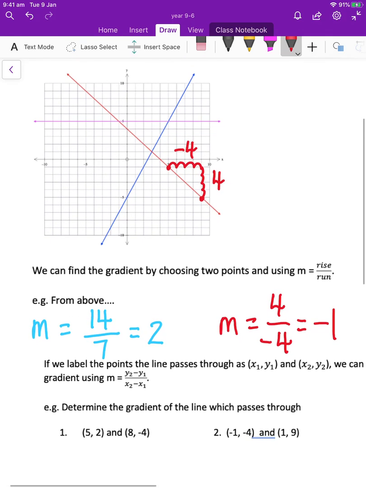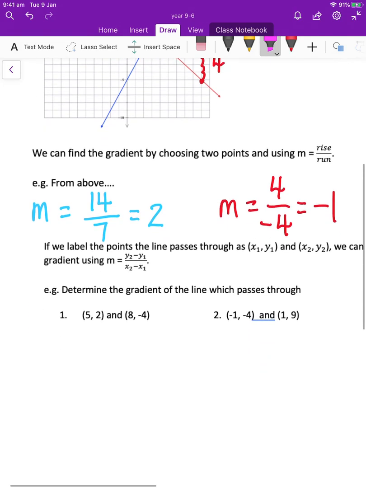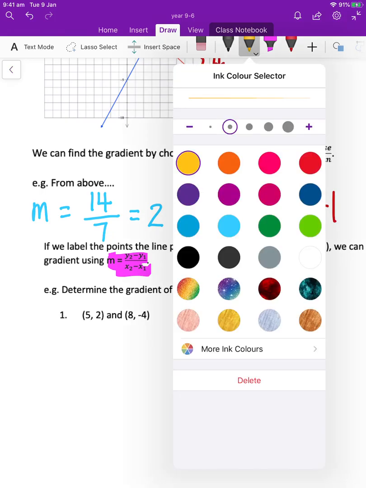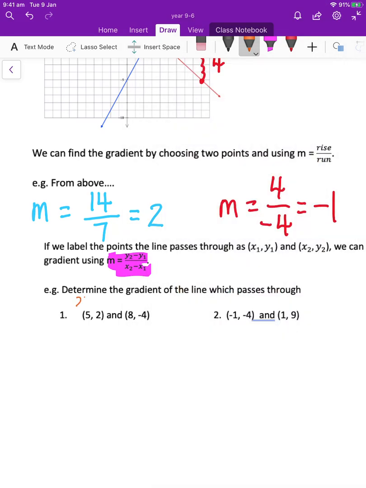The second thing we're going to look at is how we could do the gradient using a rule instead. And the rule we're going to use is y2 take y1 over x2 take x1. And I'm going to show twice how this method works. So to do it, first of all, I'm going to label my first point. The first number here is an x, and the second number is always a y.